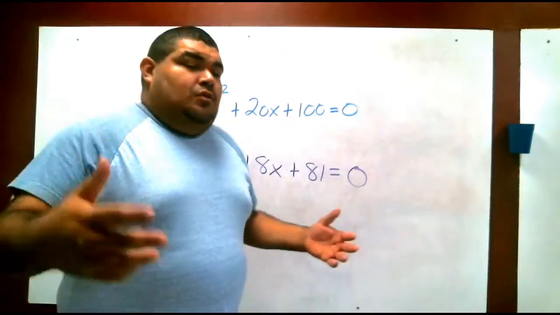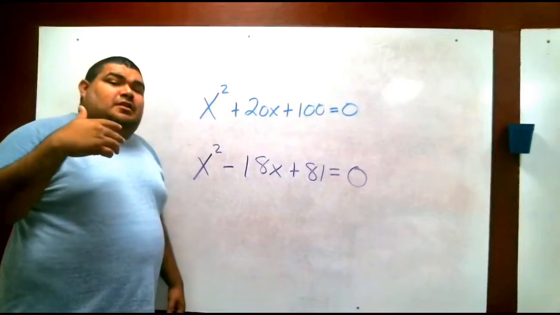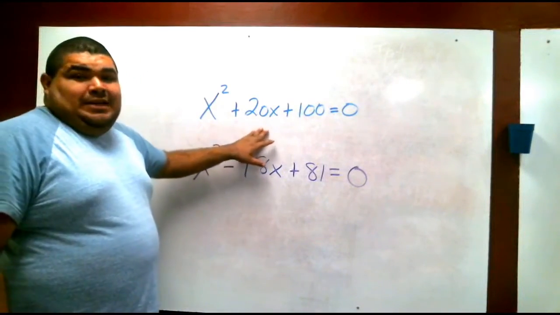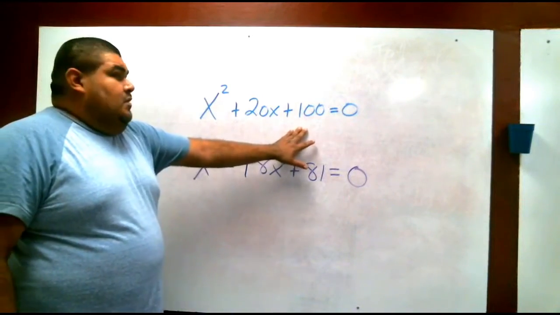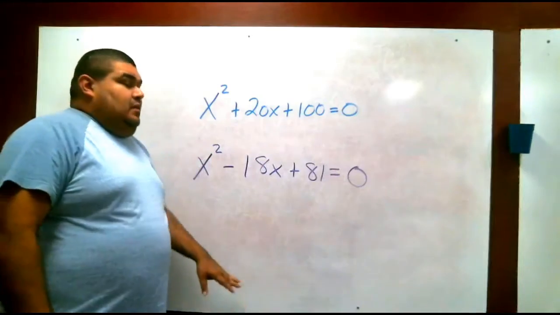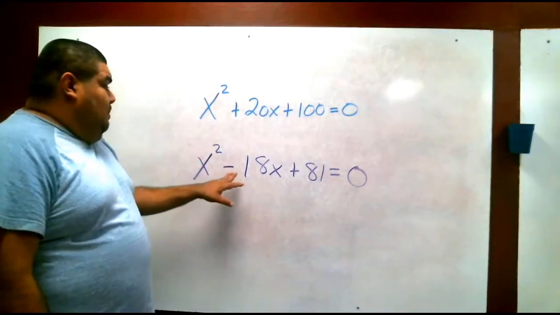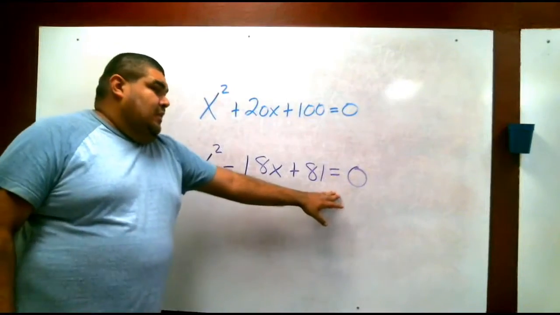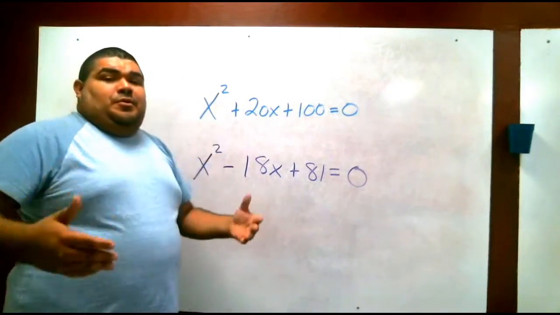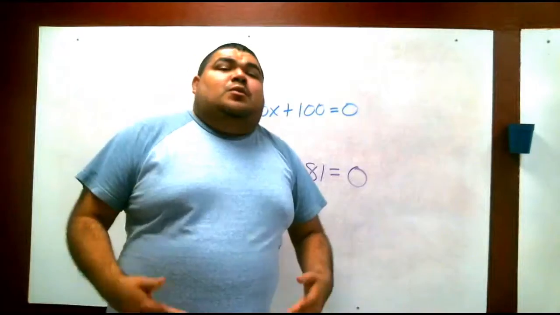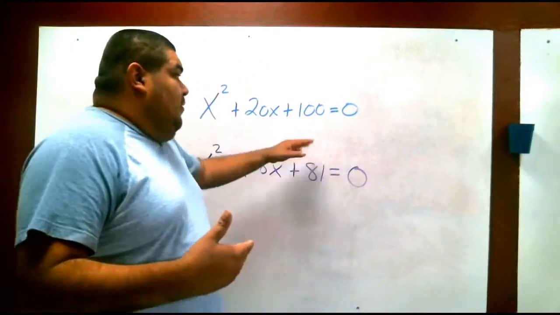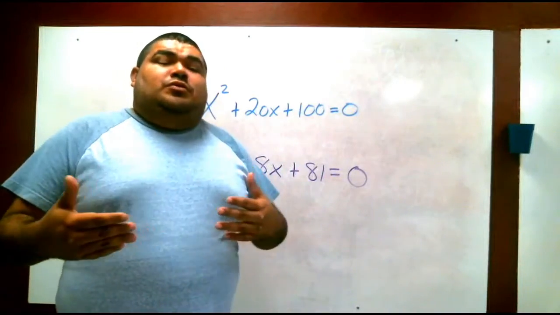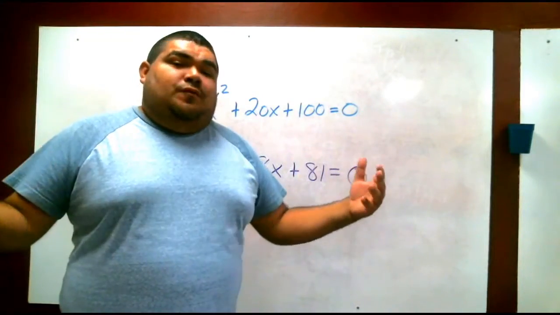All right, guys. The problems you guys are going to work on today are x squared plus 20x plus 100 equals 0, okay? And then x squared minus 18x plus 81 equals 0, okay? Remember, all we're doing is trying to find the number that c can be broken down to that is the same number twice, okay? In order to write it in square form.